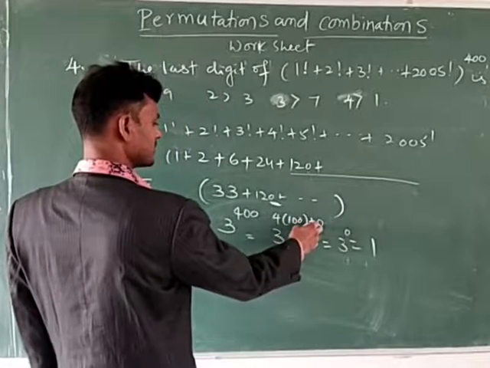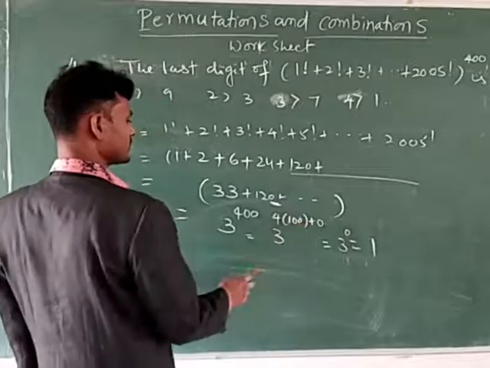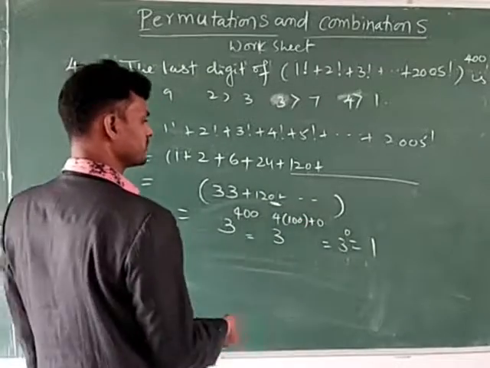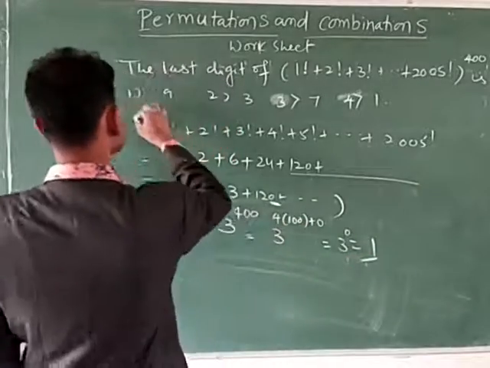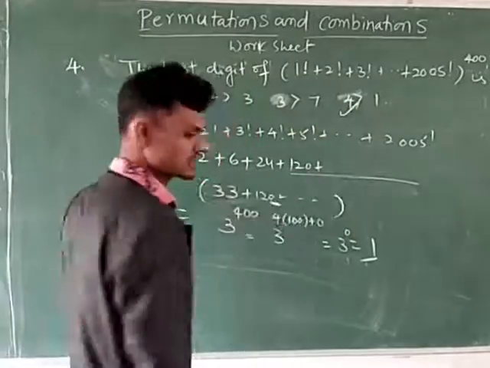Or otherwise we can write 3 to the power of 4 as 81, so the unit digit is 1. This is the answer.